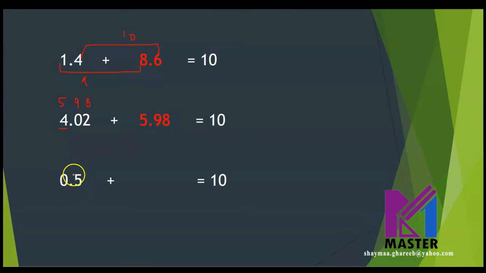0.5, so this 5 needs to be 10, so I need one more 5. And the 0 needs to be 9, so I need 9 here. So the missing number will be 9.5. So always remember that each 10/10 equals 1 and each 100 hundredths equals 1.